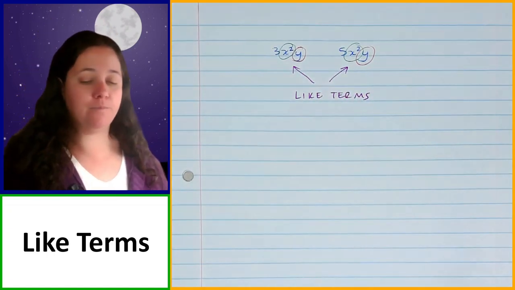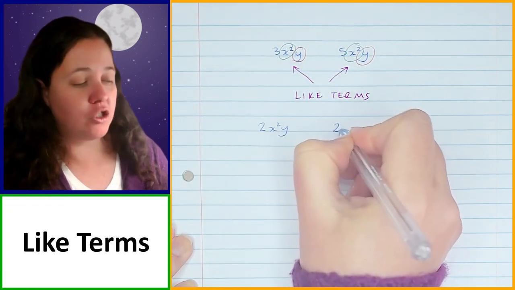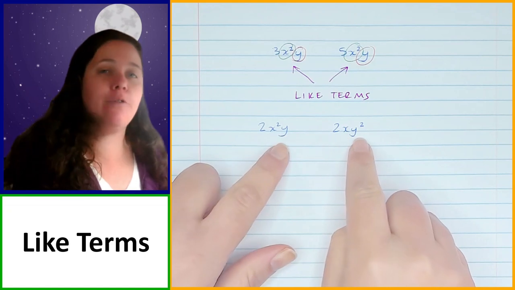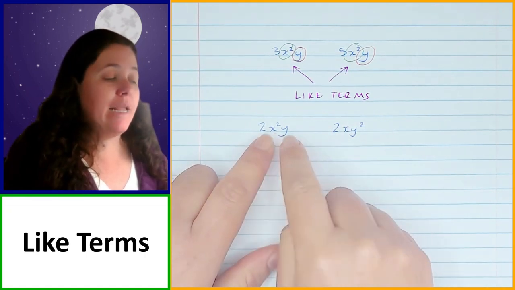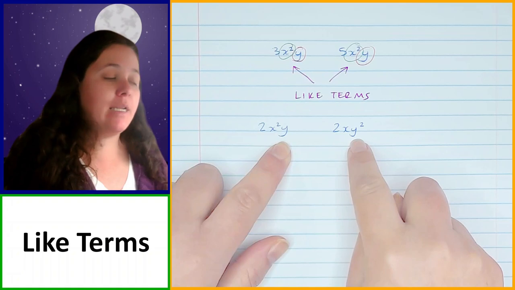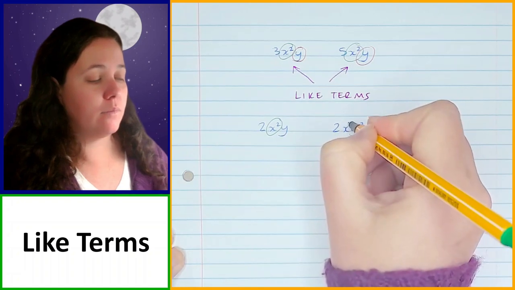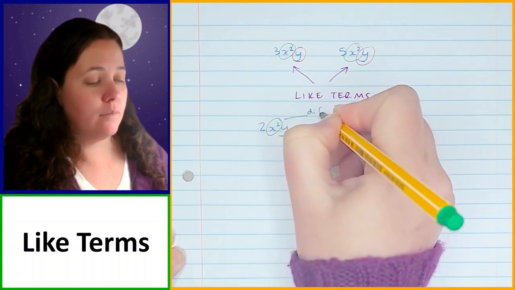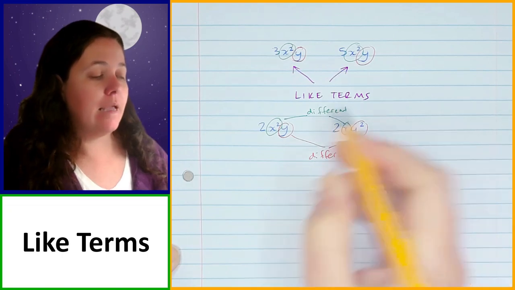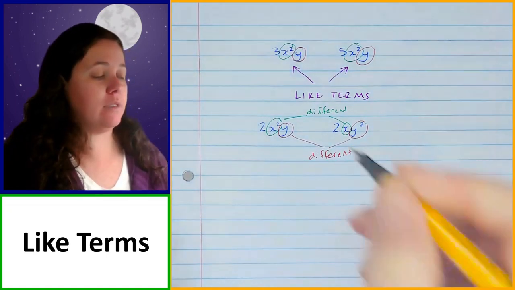Okay, now here's an example. I've got 2x squared y, and I've got 2xy squared. Now in this example, they both have x, and they both have y, so they have the same variables, but in this one, x is squared, and in this one, x is not squared. And in this one, y is not squared, but in this one, y is squared. So they are not the same, okay? It doesn't matter that the coefficients are the same, that doesn't make them like terms. So these are not like terms.